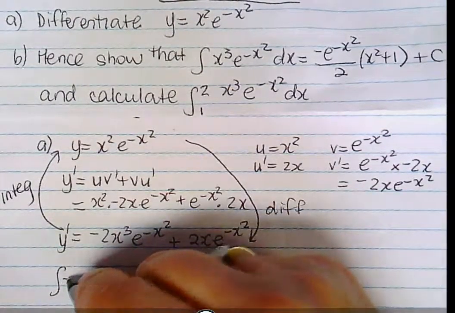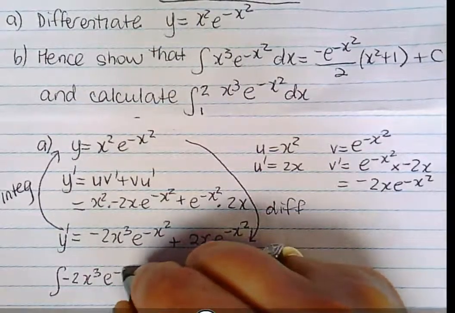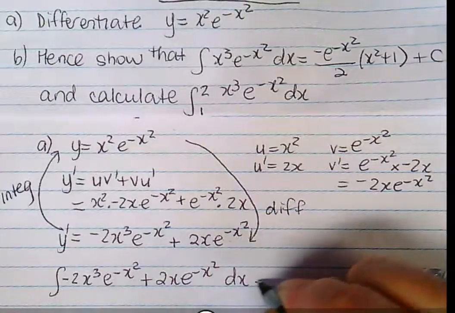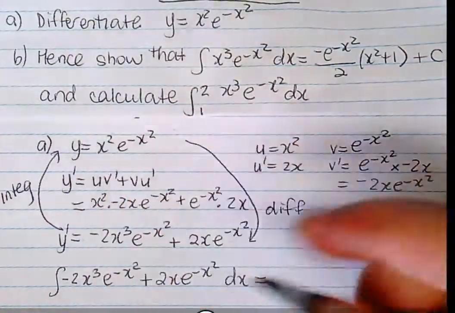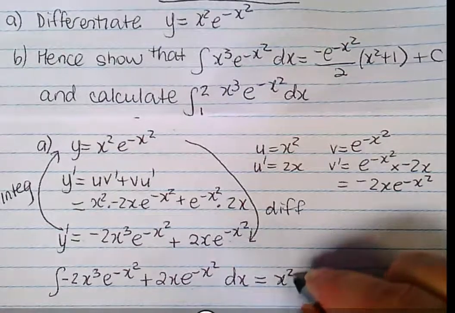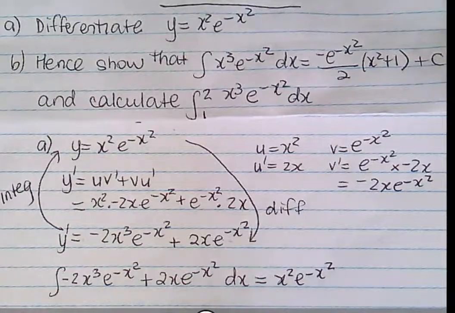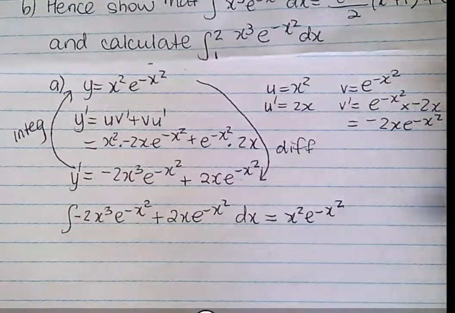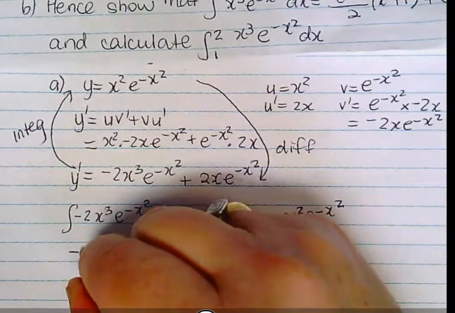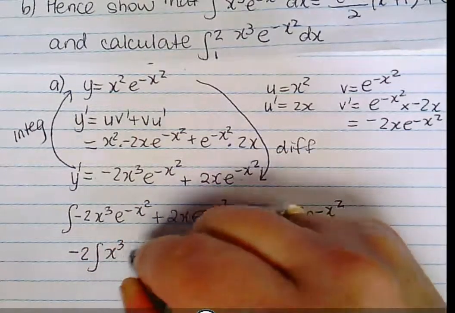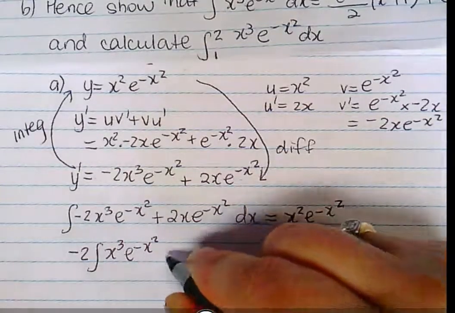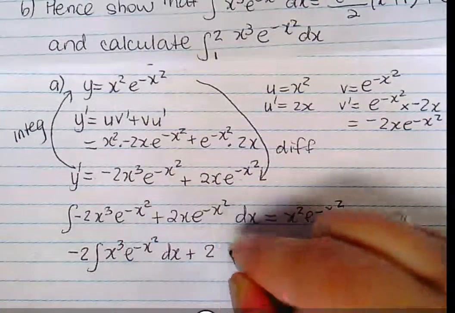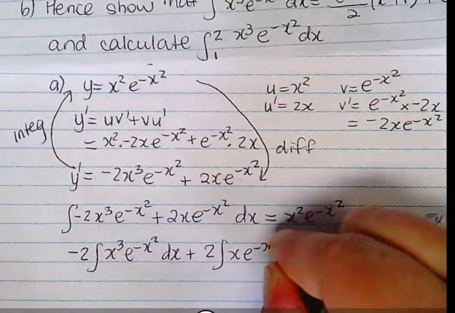So what we know is that the integral of negative 2x cubed e to the negative x squared plus 2x e to the negative x squared dx is, if I integrate that, I get this up here. It is x squared e to the negative x squared. Now remembering, I can break these two up, and I'm actually going to take the coefficients outside as well. So negative 2 times the integral of x cubed e to the negative x squared dx plus 2 times the integral of x e to the negative x squared dx.